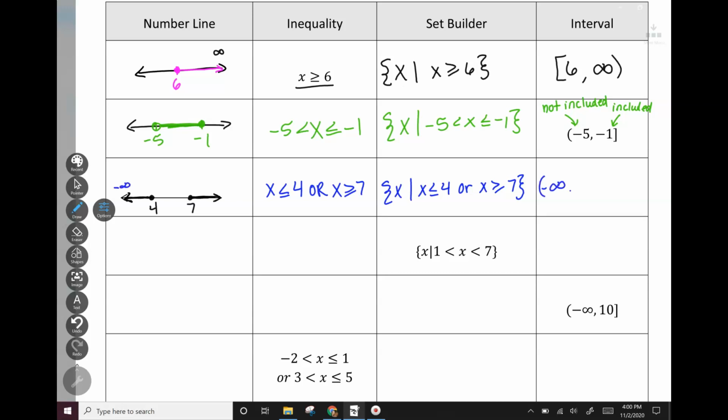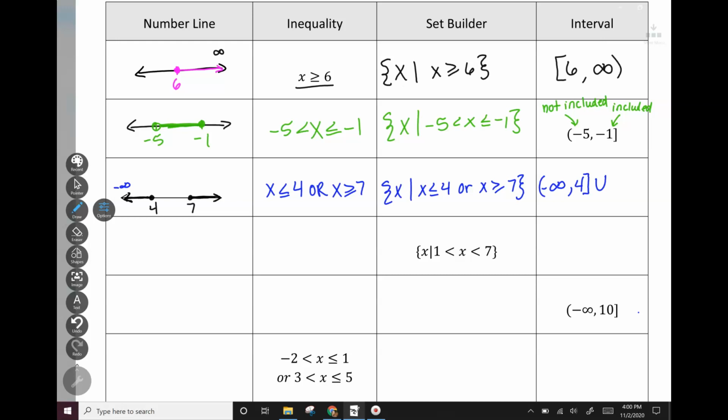And on the infinities, we always get parentheses. Then we go all the way up to 4, but we have to stop there. So we're going to stop at 4. We're going to use a square bracket because it's a point at 4. The 4 is included. Then we use this symbol. It's called a union. It's going to tie those two together.